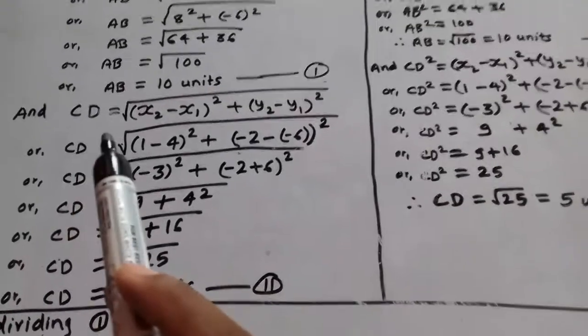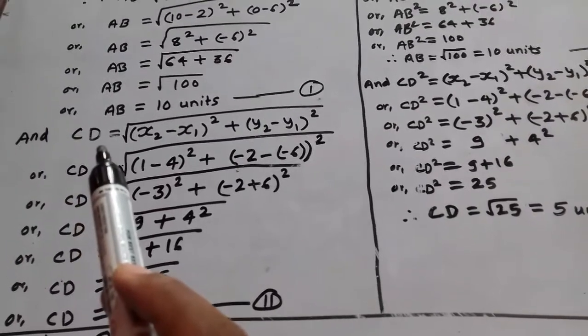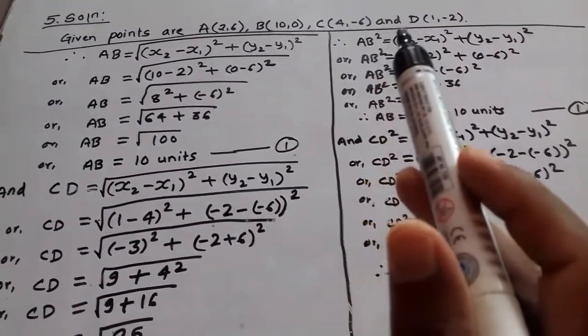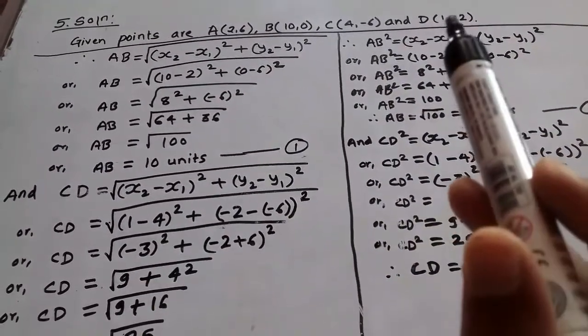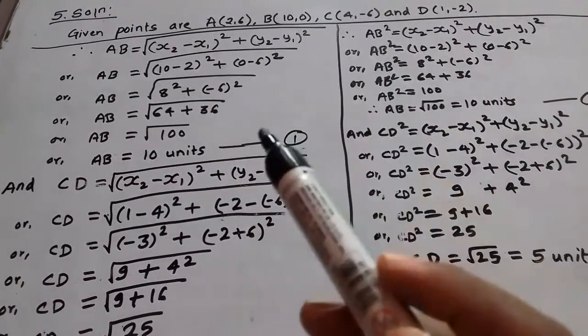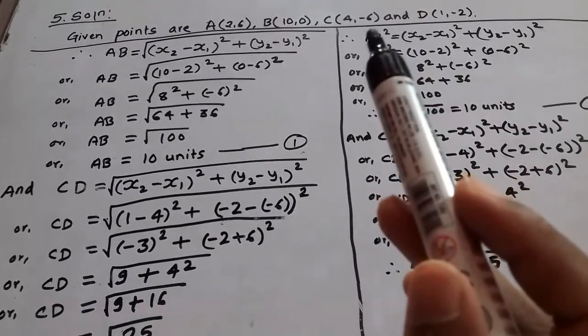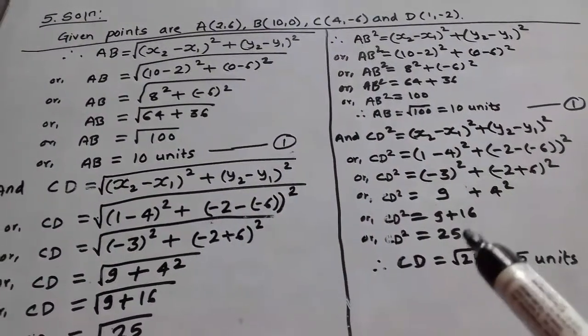For CD, the coordinates of C are x1, y1 and of D are x2, y2. Here this is x1, y1 and this is x2, y2. x2 is 1, x1 is 4, y2 is minus 2 and y1 is minus 6. Here also the same thing.